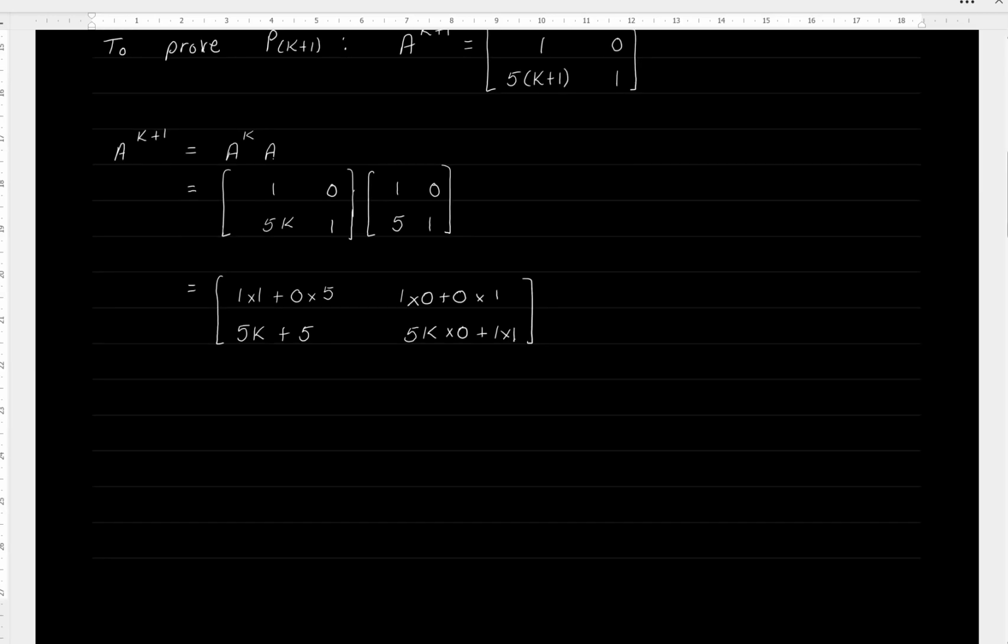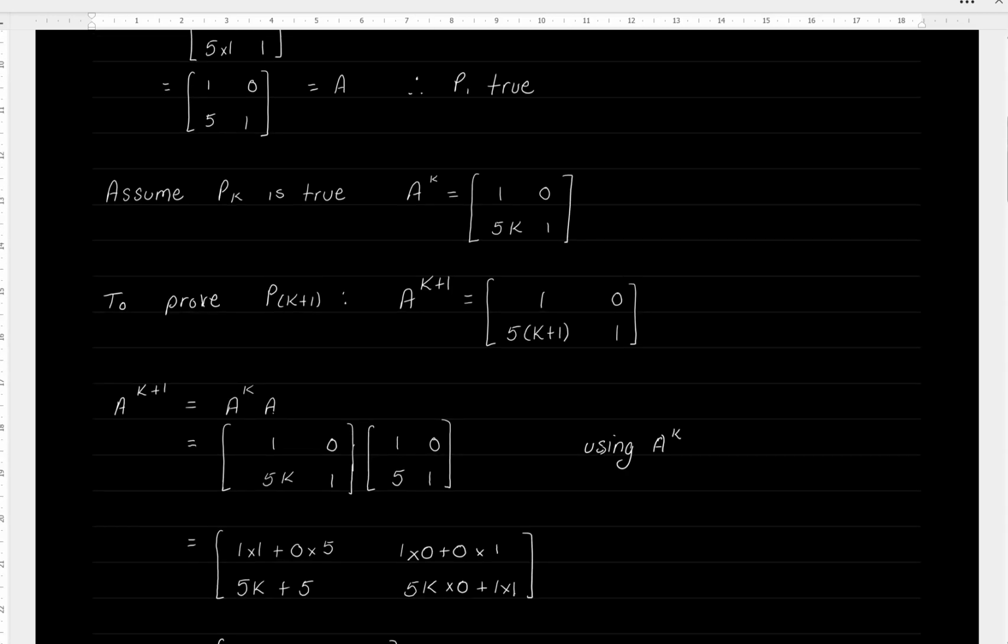And technically this is using our A to the k. All right, tidy up. So this becomes 1, this becomes 5 times k plus 1. 1 times 0 plus 0 times 1 is 0, and that is indeed 1. And therefore, Pk plus 1 is true. Okay, and of course write your statement, and that's Matrices 1 done.